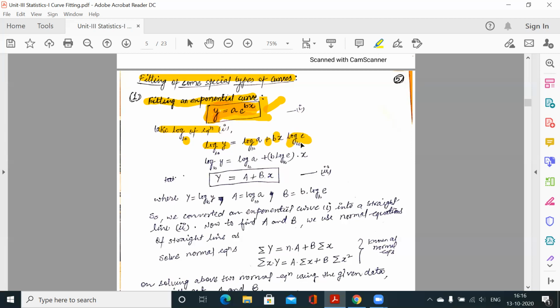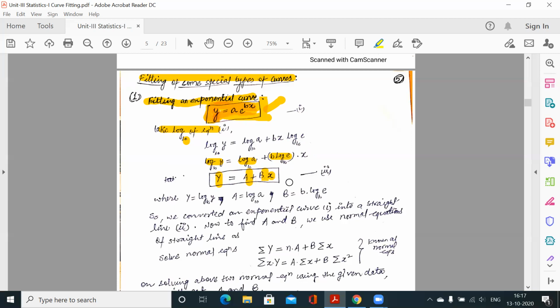Clear? So now we have to convert this into a straight line. So log y is log y, log a is log a, and this is x. So x we have separated here, and what is left? b and log e, so b into log e. Now we have written log y as capital Y, log a as capital A, b into log e as capital B, and this is small x only.